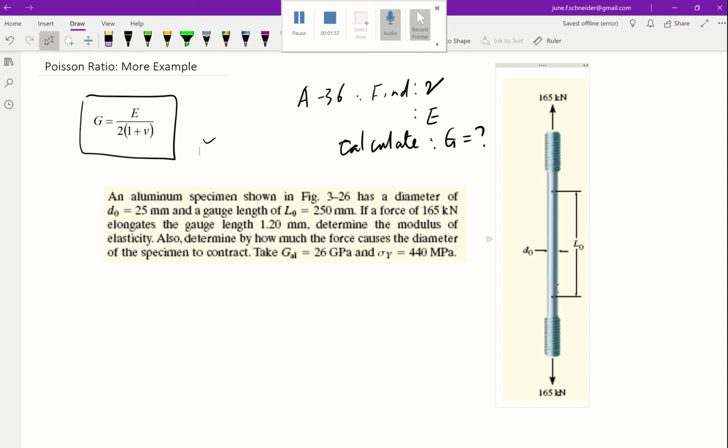The diameter D0 is given, the gauge length L0 is given, and the force of 165 is used to elongate the gauge length. The elongation of the gauge length is your delta L, because they said elongate the gauge length 1.2. Then determine the modulus of elasticity. They gave us a few properties: the G, shear modulus, is given, and also sigma y, which is the yield normal stress.